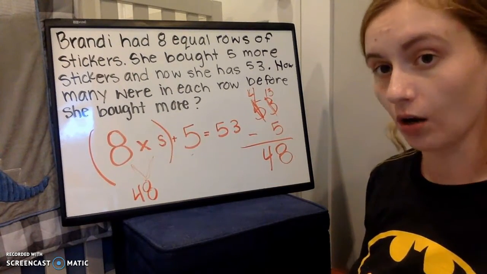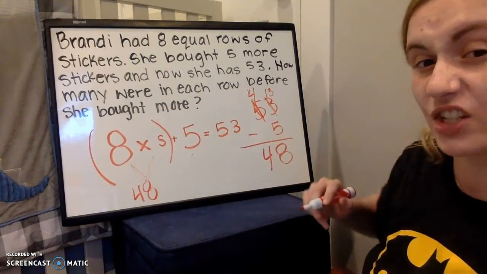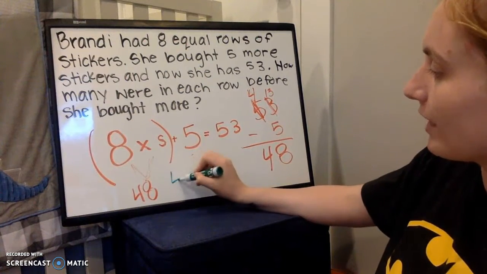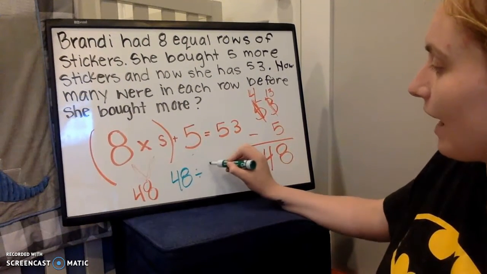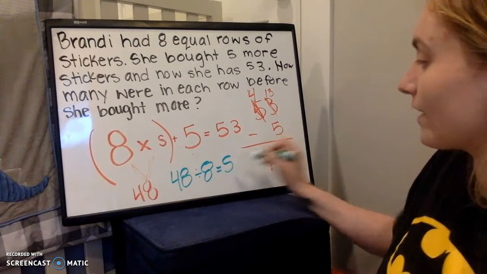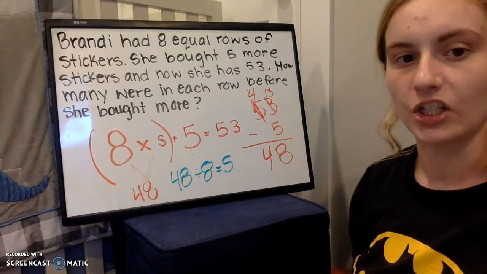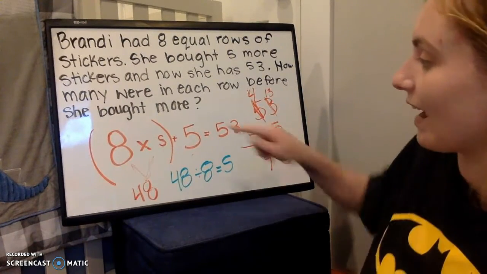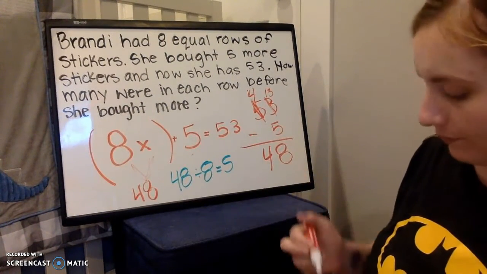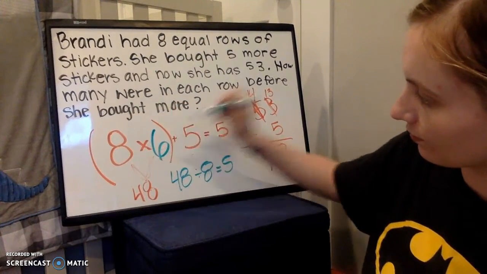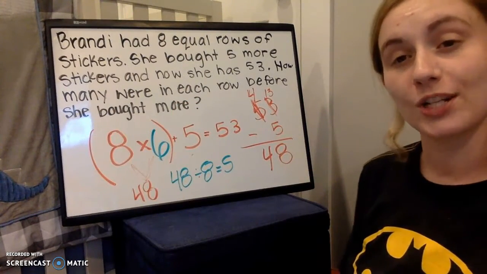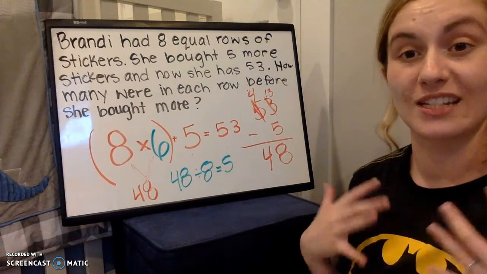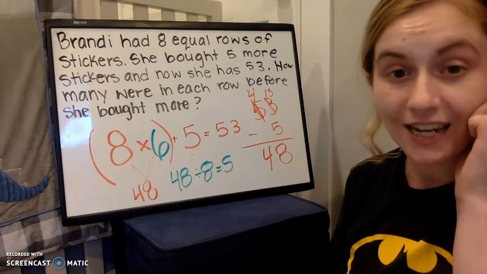48. So I can turn this whole thing into division, put that in green at the bottom. I need 48 divided by 8, and that will tell me what S is. And do we know what 48 divided by 8 is? It's 6. So now I know that S equals 6. So I know that before she bought more, there were 6 stickers in each row. That was a long problem. It was difficult, but we got through it. We used critical thinking, and we did it.